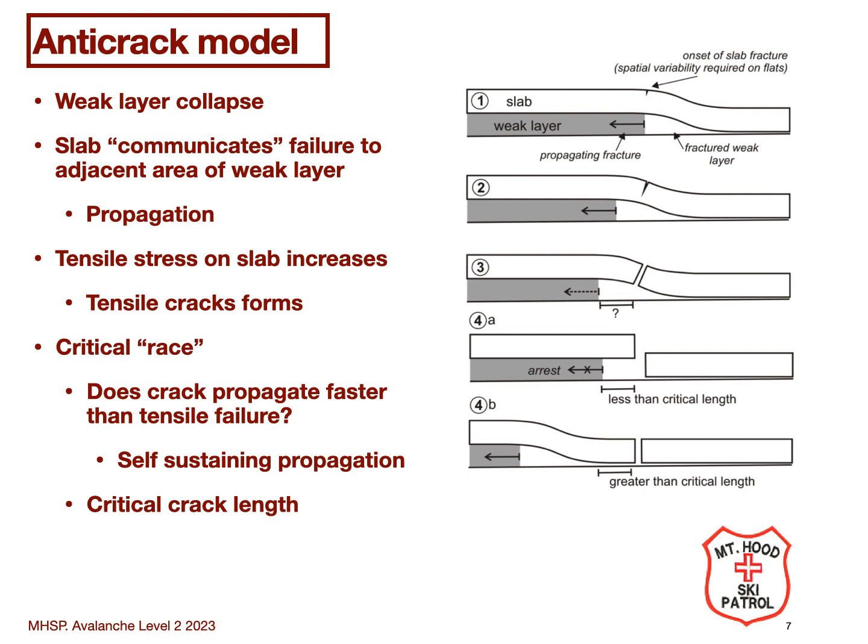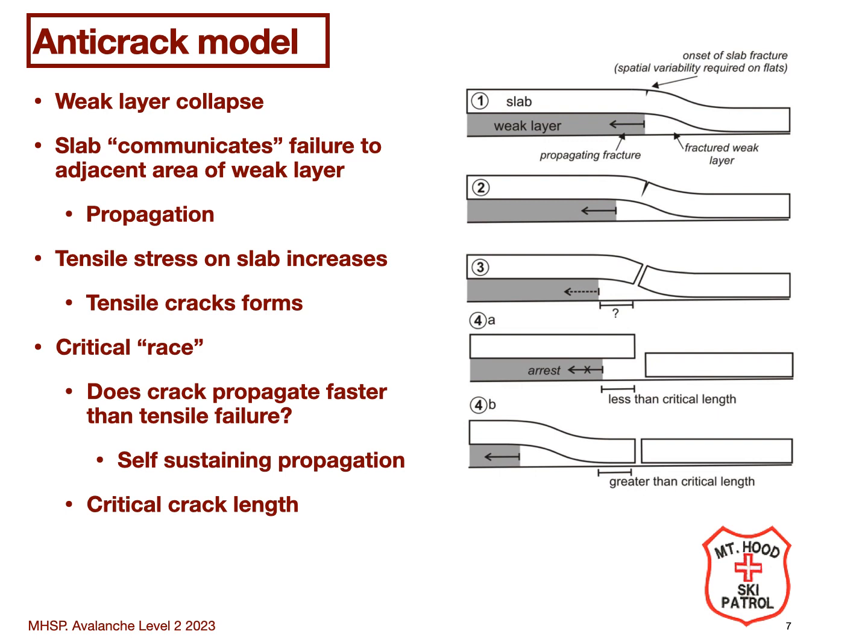There's a race that occurs between the rate at which the weak layer collapses and the tensile force increases on the slab. If the weak layer collapses faster than the tensile strength can increase on the slab, the failure propagates across and up the slope and we have an avalanche. If the tensile stress increases faster than the weak layer failure can propagate, the tensile failure occurs and the propagation stops. No avalanche.